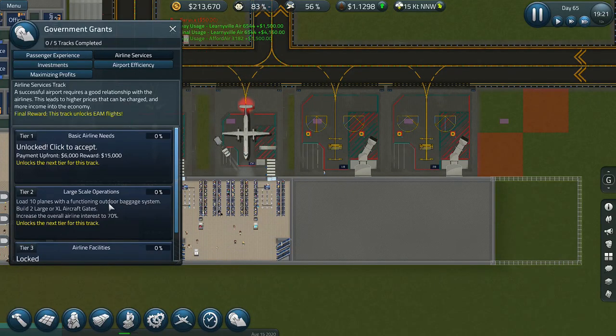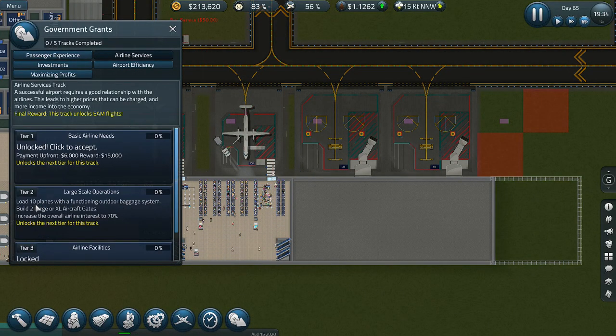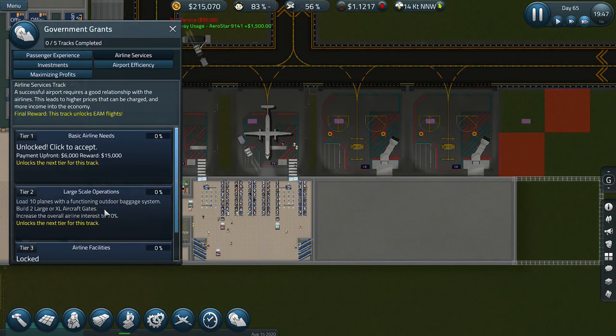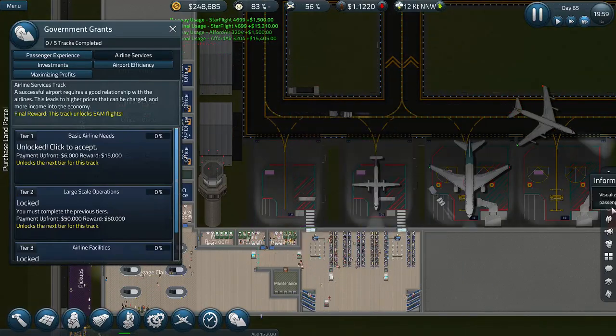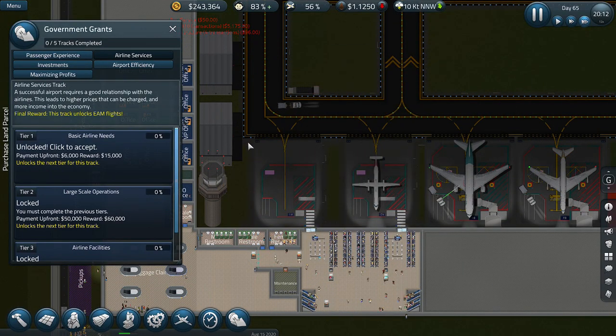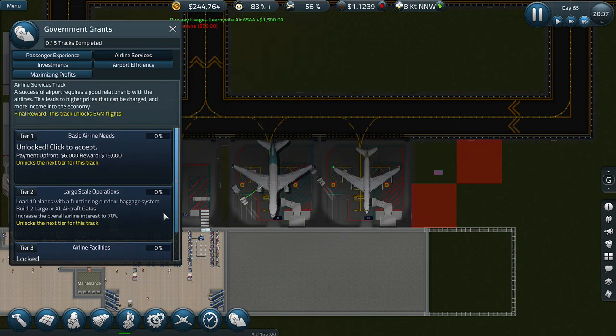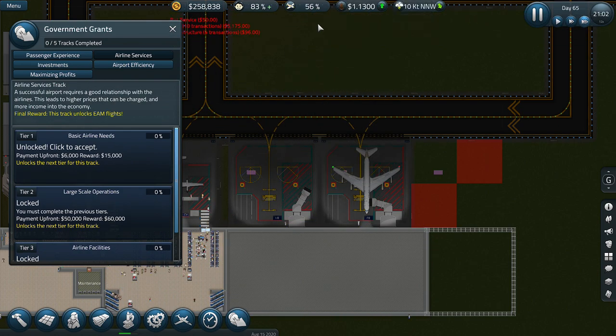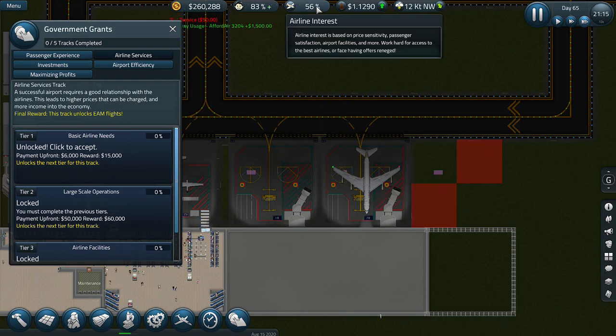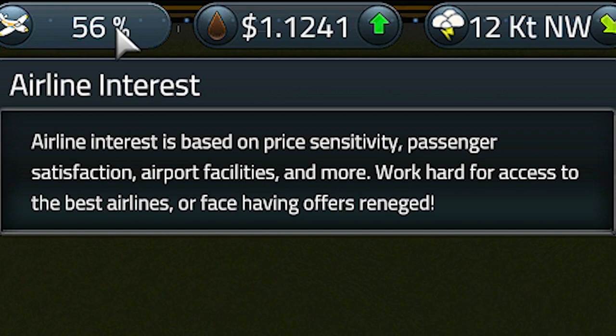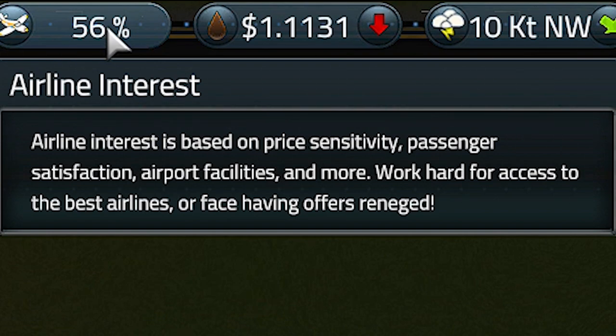Tier two would mean that we need to have 10 planes with a functioning outdoor baggage system. Well, we now have that, and we have 36 planes being loaded with outdoor baggage system. We also need two large or extra large aircraft gates right there, and an overall airline interest of 70%. Now, we only have 56% right now. And let's see, if we read here, it says airline interest is based on price sensitivity, passenger satisfaction, airport function, facilities, and more. Work hard for access to the best airlines or face having offers reneged.